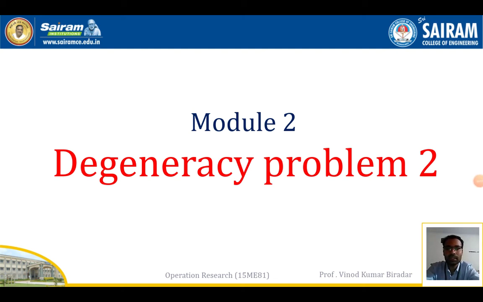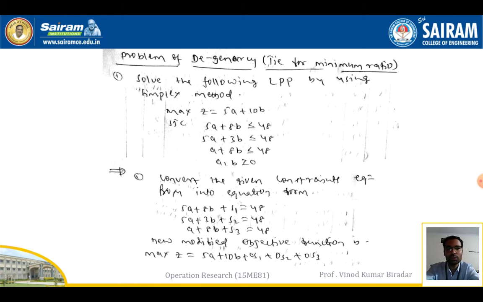Now we solve a second type of degeneracy problem. Okay, already in the first problem we solved only two equations. In this problem they have given three equations. So the question is given like this: solve the following linear programming problem by using the simplex method.